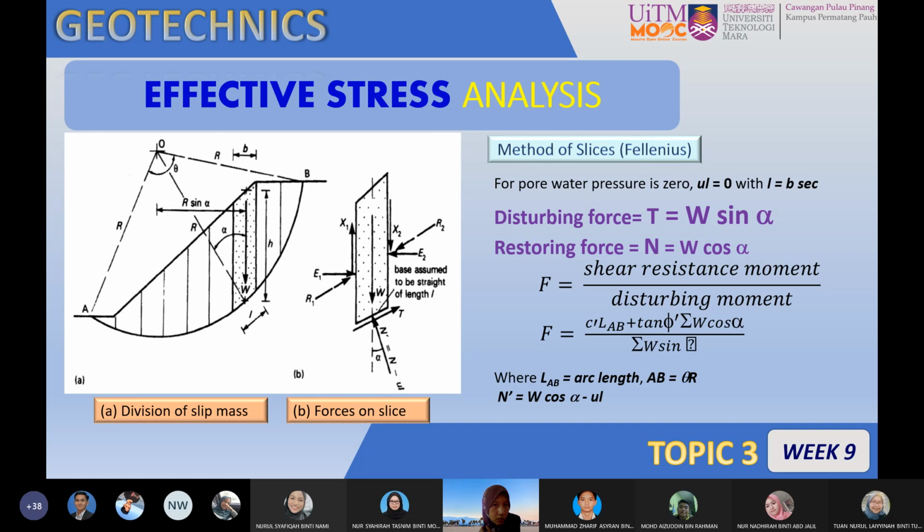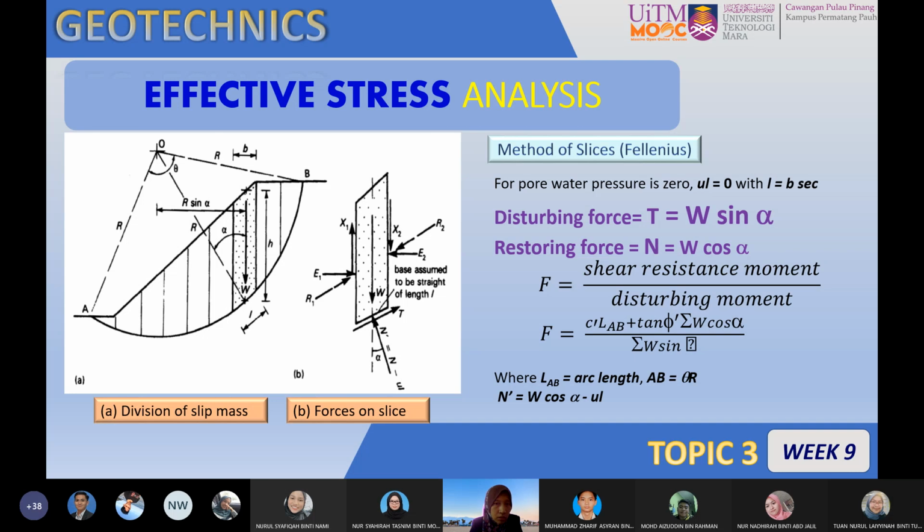You can see that the S1 is in equilibrium. However, the directions are opposite between S1 and S2. Same to the E1 and E2. But in this case, for Fellenius, E1 and E2 are considered 0 because the method or the theory ignores the effect of the E1 and E2. But the deriving of the N and also T can be seen from here.